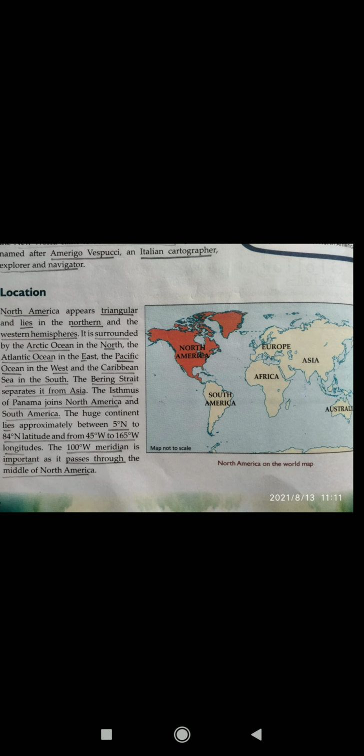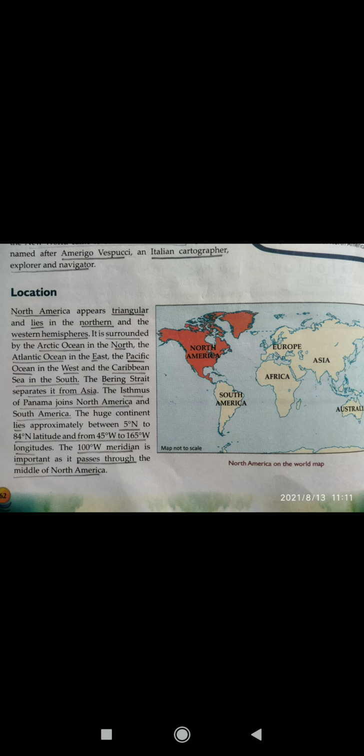It is surrounded by the Arctic Ocean in the north, the Atlantic Ocean in the east, the Pacific Ocean in the west, and the Caribbean Sea in the south. The Bering Strait separates it from Asia. The Isthmus of Panama joins North America and South America. The huge continent lies approximately between 5 degrees north to 84 degrees north latitude and from 45 degrees west to 165 degrees west longitudes. The 100-degree west meridian is important as it passes through the middle of North America.